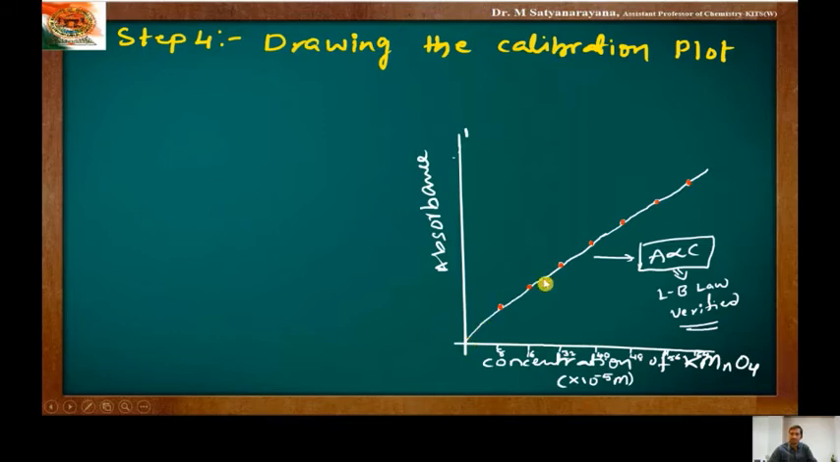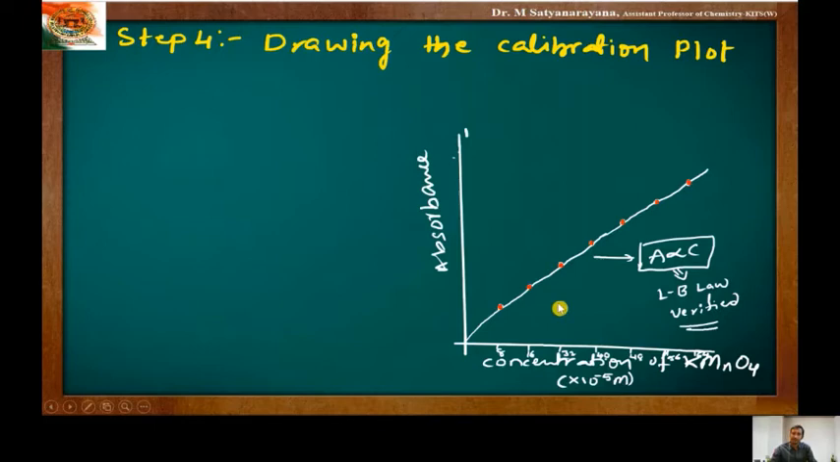So after noting all the points, if you draw a line, with the concentration, this absorbance, if this absorbance increases linearly, that means A is proportional to C. A is proportional to C means we can say the Lambert-Beer's law has been verified. One of the aims we have proved.